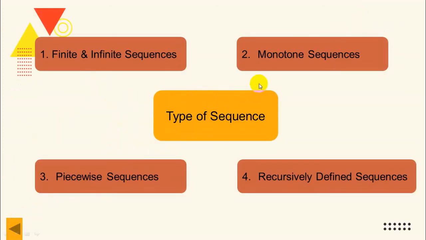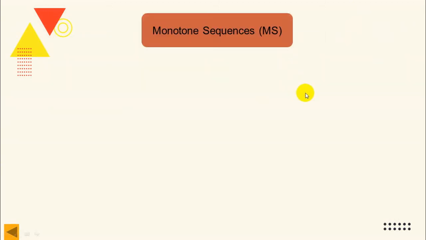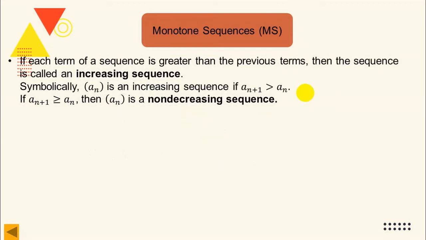Now we will talk about the second type, the monotone sequence. What is a monotone sequence? If each term of a sequence is greater than the previous term, then the sequence is called an increasing sequence. The symbol is a_n is increasing if a_(n+1) is more than a_n. That means the second term is more than the first term. Or, if the second term is more than or equal to the first term, then a_n is called a non-decreasing sequence.